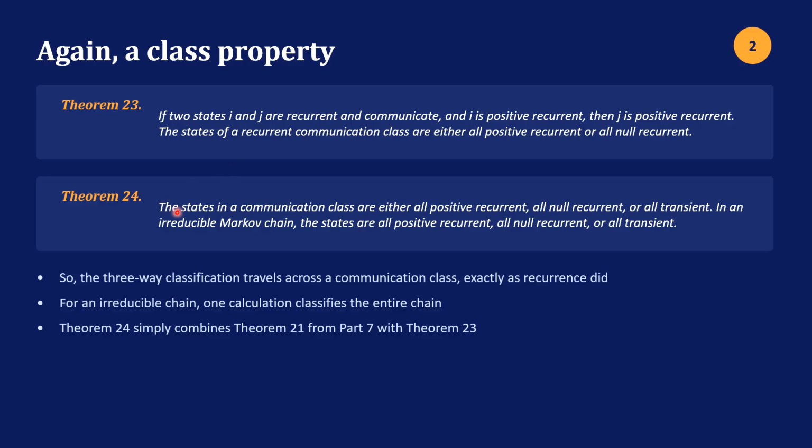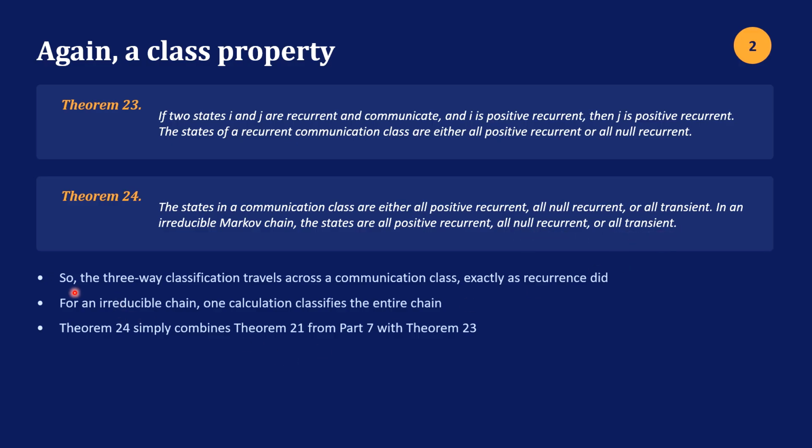Then we have this related theorem. The states in a communication class are either all positive recurrent, all null recurrent, or all transient. And you almost don't need this second sentence, but I'll give it here. In an irreducible Markov chain, so in other words, when you have one communication class, the states are all positive recurrent, all null recurrent, or all transient.